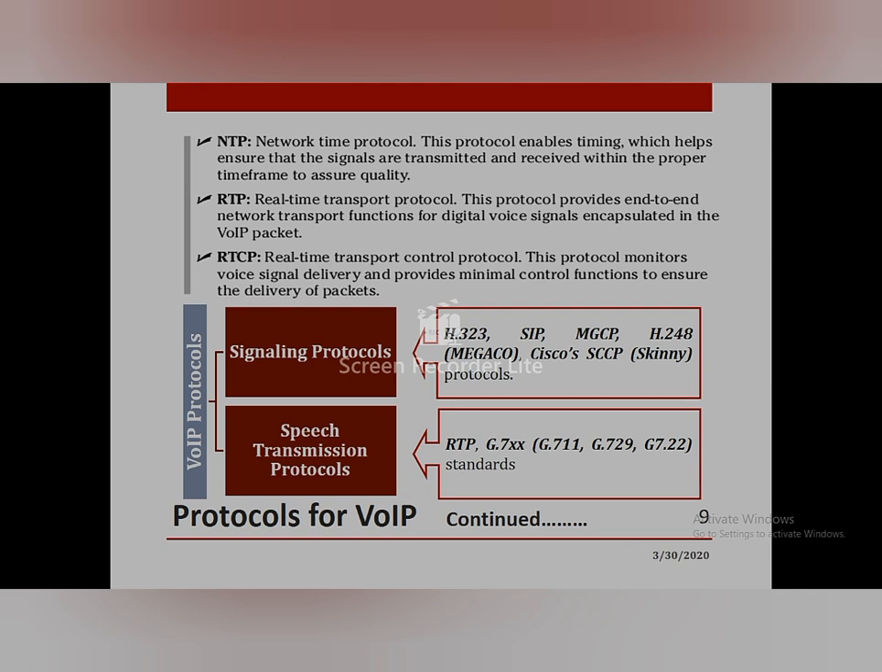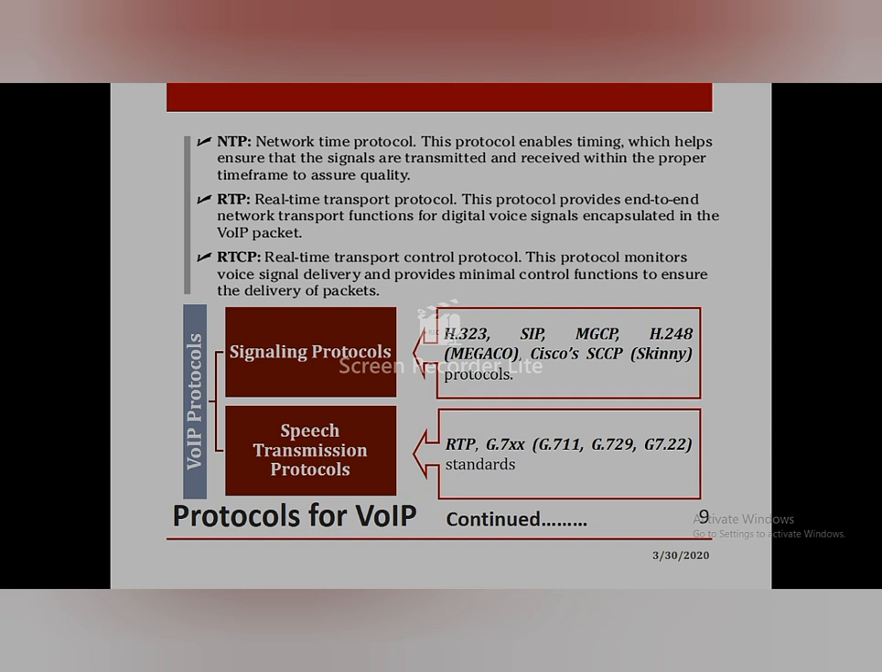RTP is the Real-time Transport Protocol. This protocol provides end-to-end network transport functions that are used for digital voice signals in VoIP packets. RTCP is the Real-time Transport Control Protocol. This protocol monitors voice signal delivery and provides minimal control functions to ensure the delivery of packets.